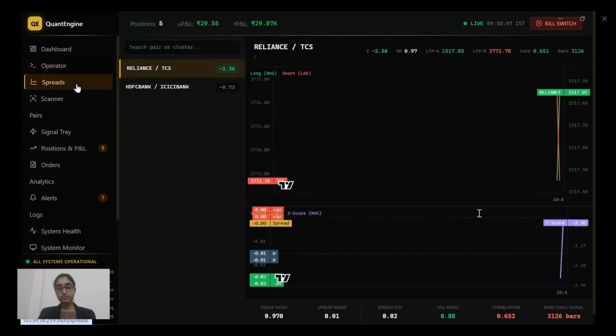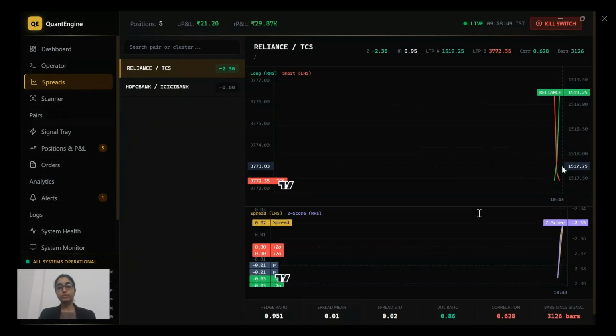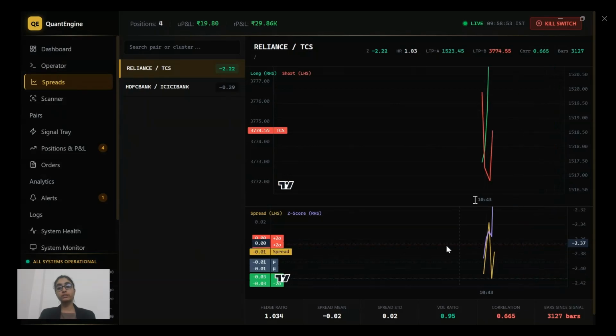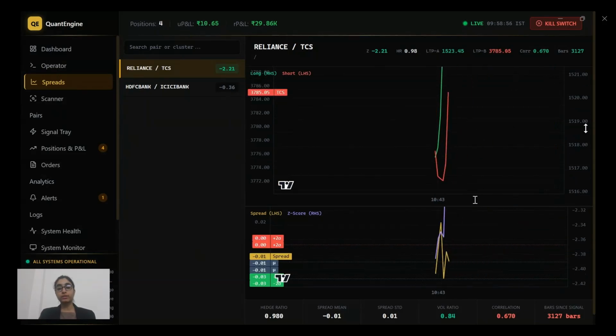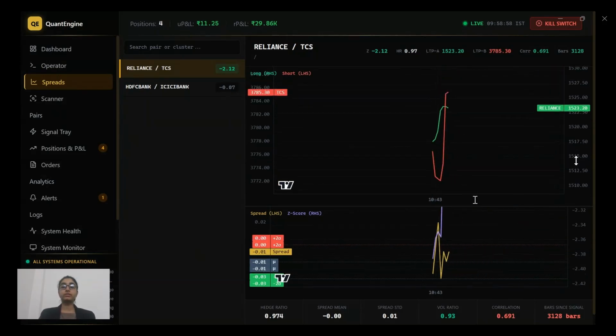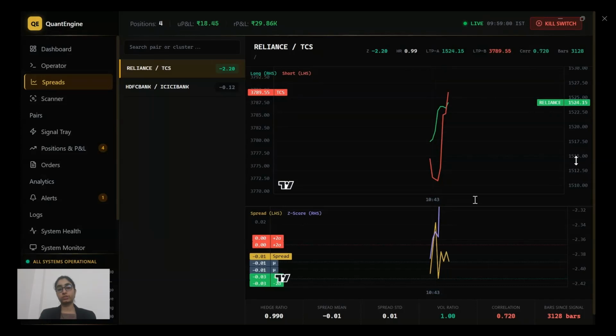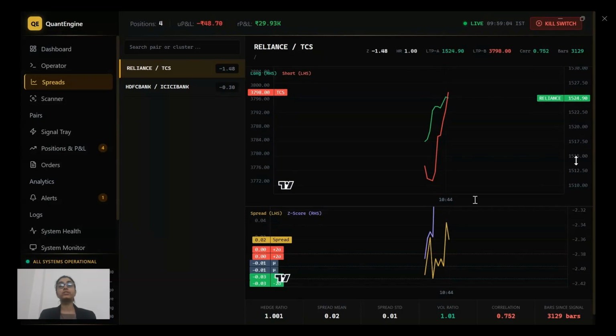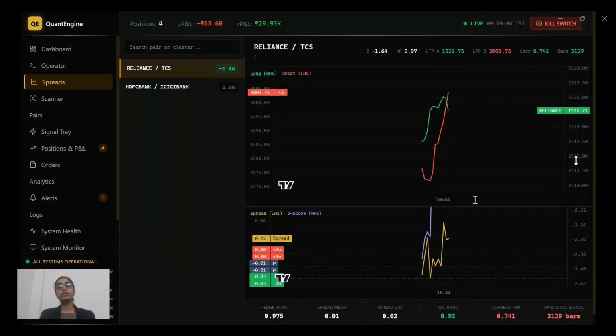And the spreads. So as we know, markets move in pairs. So, stocks that could rise together or indices that should track each other, when one breaks from the other, there is an opportunity that is what the traders look out for. So, this screen shows you those gaps the moment they open and tells you when they're about to close as well.